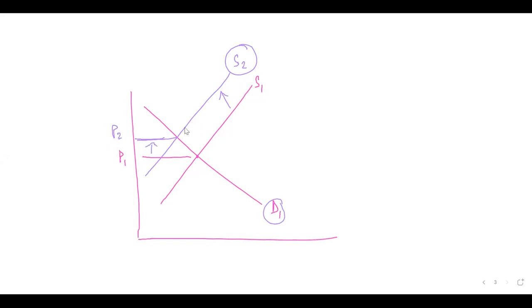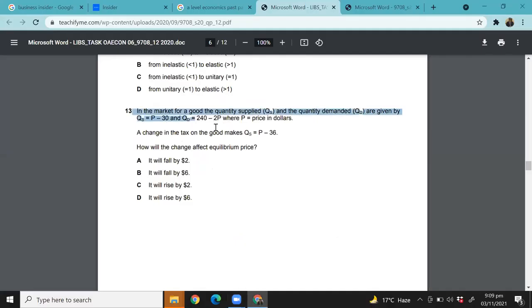First, you will equate the original supply and original demand, find out the price, and then you equate the demand with the new supply and see what the price is, right? And you will see that the answer will turn out to be C. It will rise by $2, right?